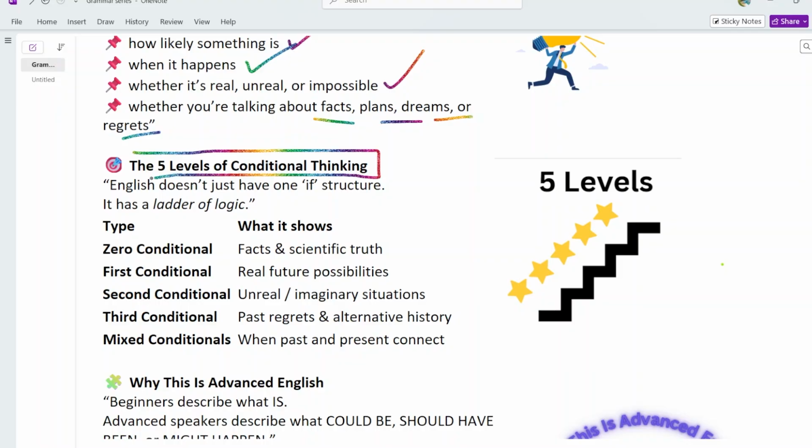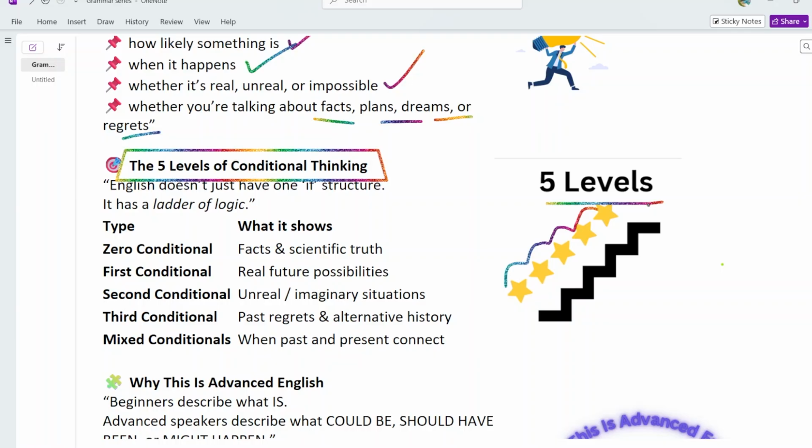What am I talking about? The 5 levels of conditional thinking. Okay, so it has a full ladder, a ladder with 5 steps. For example, 1, 2, 3, 4, and 5. It has 5 levels. I just do not want to overwhelm you by saying 5 levels. How about we just say 5 steps?